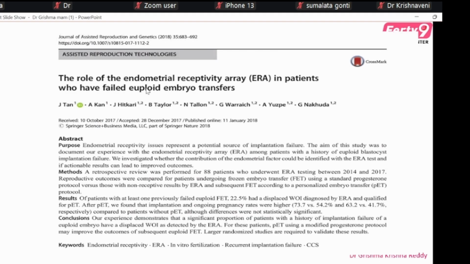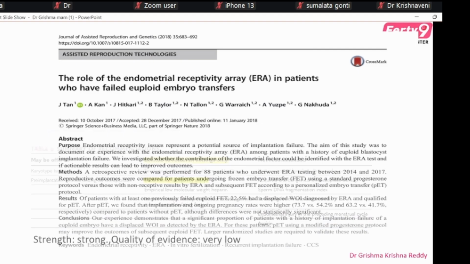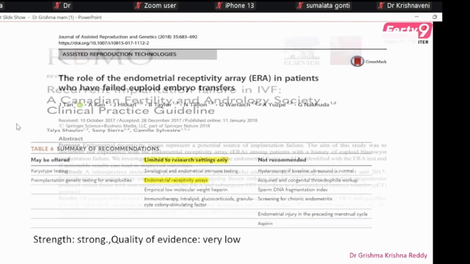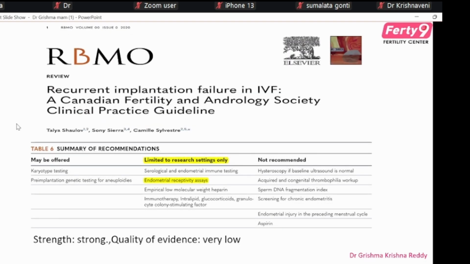This is a study again supporting the role of ERA in patients who have failed euploid transfers. Around 88 patients were tested between 14 and 17. Our experience demonstrates that a significant proportion of patients with a history of implantation failure of a euploid embryo have a displaced WI as detected by the ERA. For these patients, personalized transfer using a modified progestogen protocol may improve the outcomes of subsequent euploid transfers. Larger trials are needed. According to some guidelines, this is limited to research settings only.